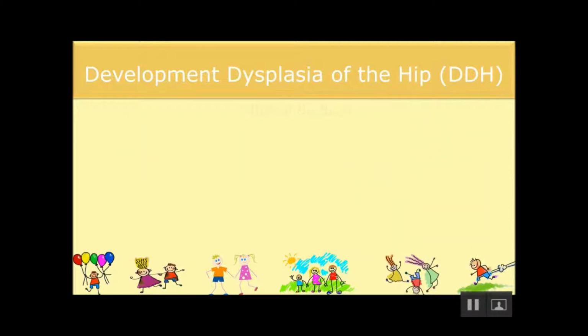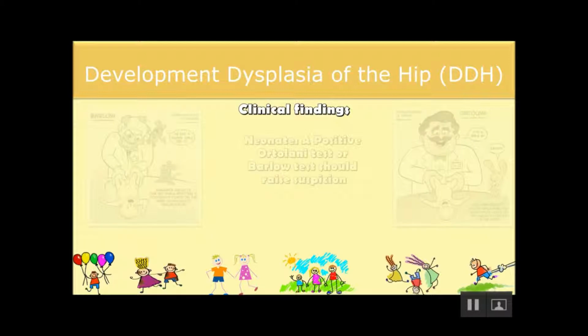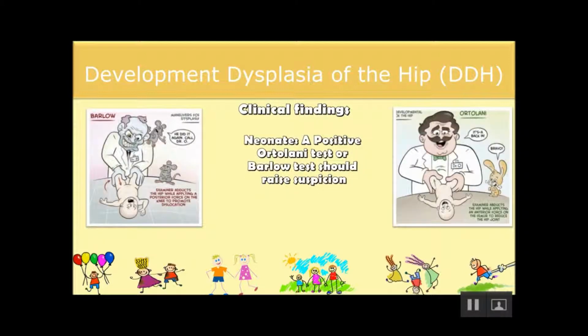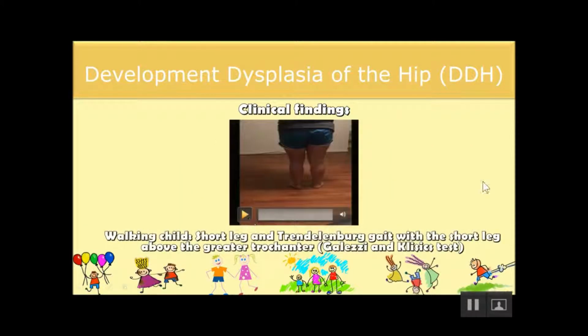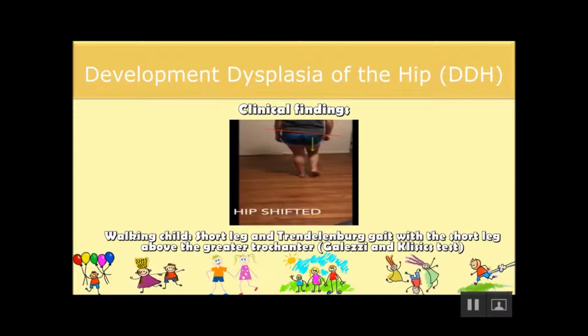On clinical examination in the neonate, a positive Ortolani test or Barlow test should raise suspicion. In the walking child, a short leg and Trendelenburg gait can be observed, with the short leg above the greater trochanter, which is demonstrated by the Galeazzi and Klisic tests.